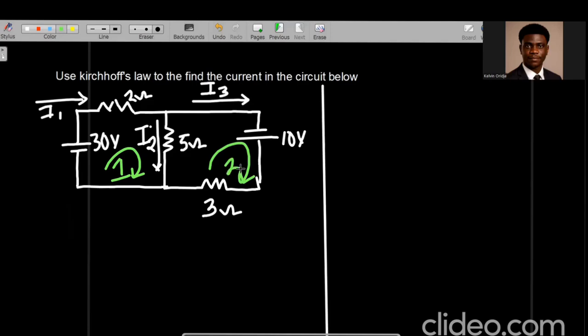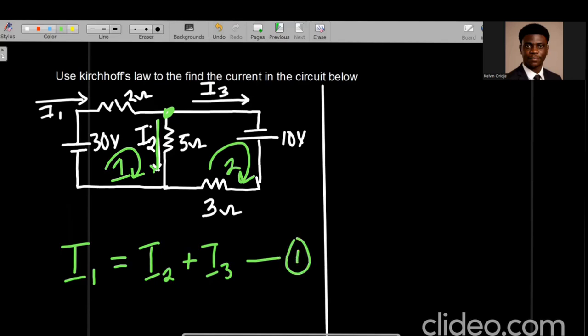We're applying the current law first, which says that the total current entering the junction is equal to the total current leaving the junction. We picture this junction at this point. I1 is coming to meet this junction. I2 is leaving that junction, and I3 is also leaving that junction. So by Kirchhoff's current law, the sum of the current entering, which is I1, is equal to the sum of the current leaving. I2 is leaving, and I3 is also leaving. We can call this equation 1.